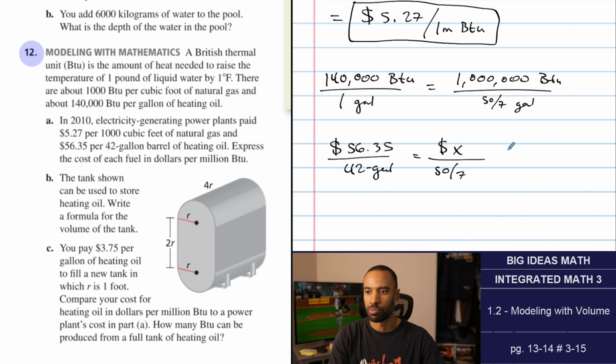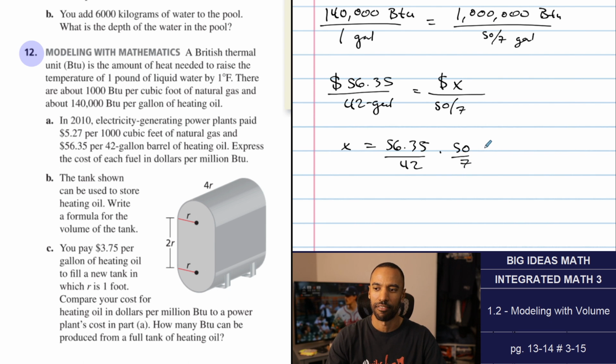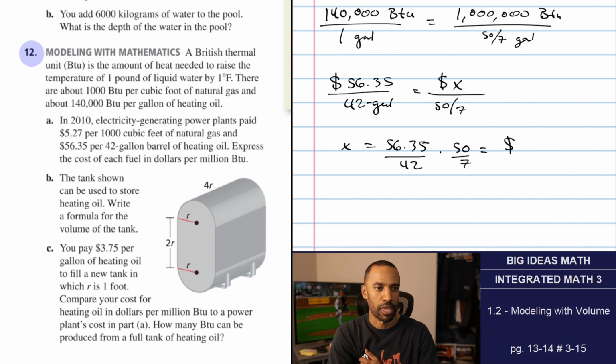So what I got to do is multiply both sides by 50/7. So X dollars, I'll just say X. X equals, I don't know if I'm doing this right. X equals $56.35 per 42 times 50/7. And this will be how many dollars per BTU, basically, is my thought on that.